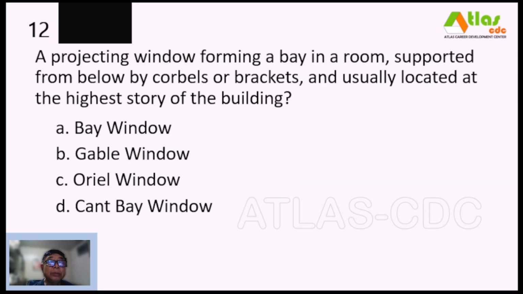Number 12. A projecting window forming a bay in a room, supported from below by corbels or brackets, and usually located at the highest story of the building. A. Bay window, B. Gable window, C. Oriel window, and D. Cant bay window.